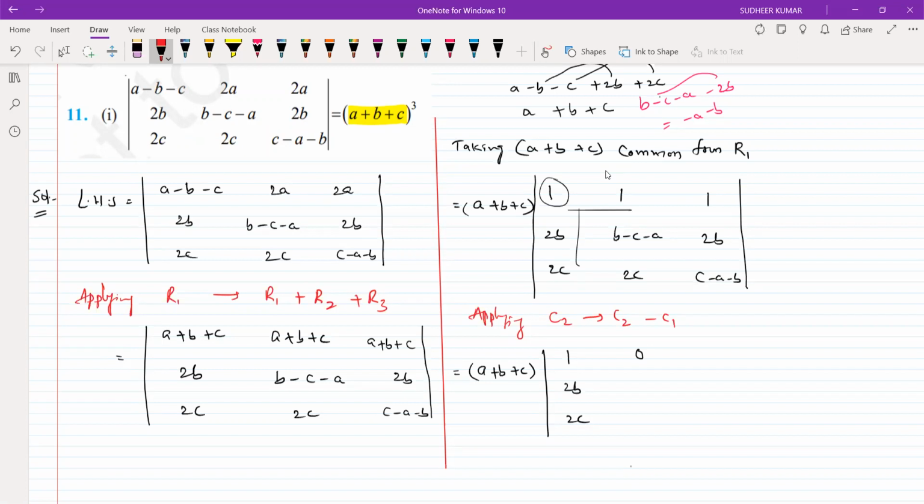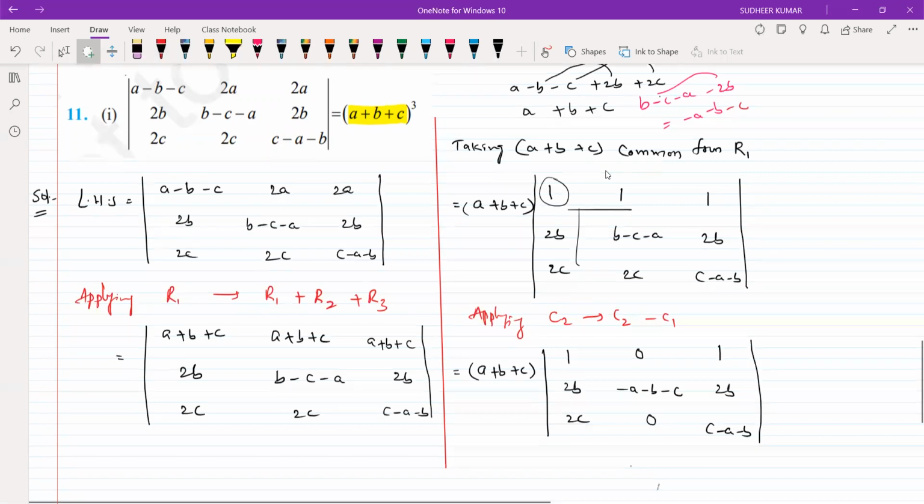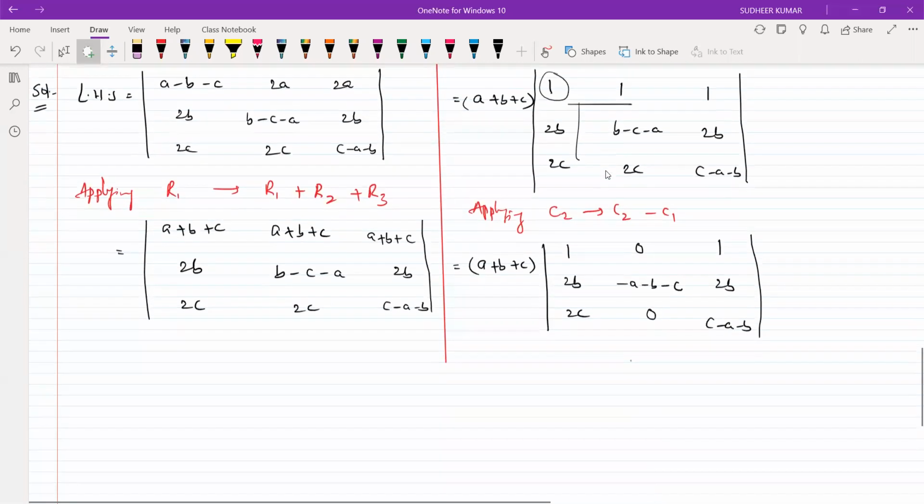Then this result is minus A, minus B and minus C. So we can write this as minus A, minus B, minus C. And the next one, 2C minus 2C is 0. So the next one, 1, 2B, C minus A minus B. The same way we can apply for the next column also. Applying C3 changed as C3 minus C1, isn't it, ma'am?